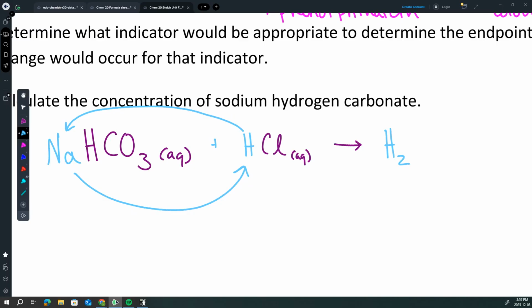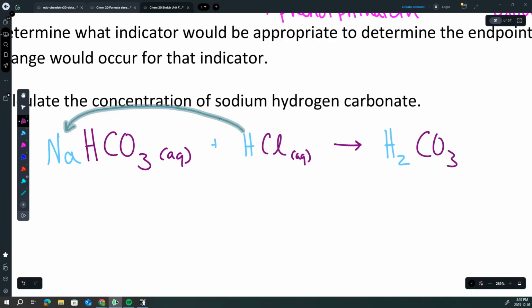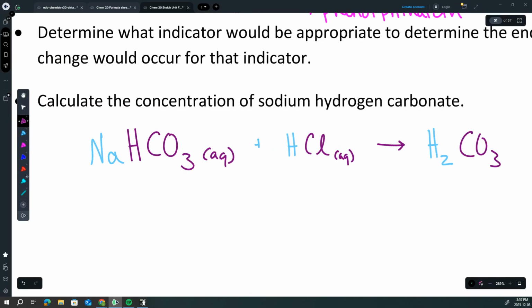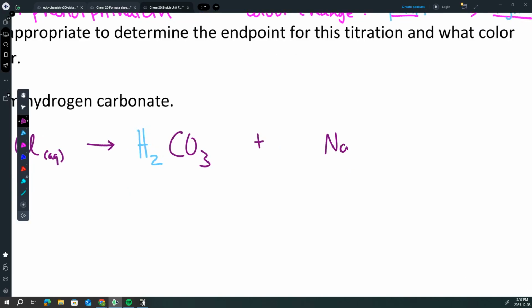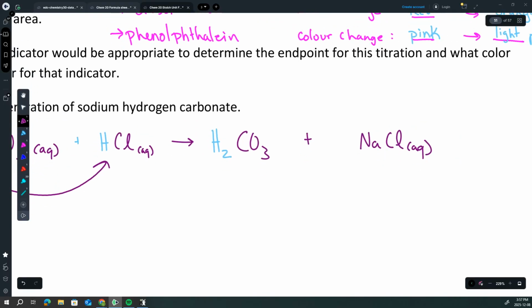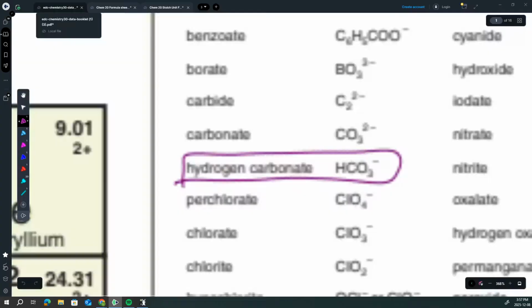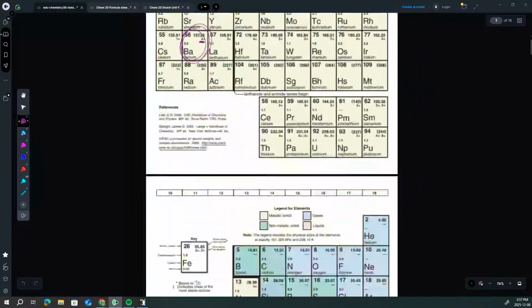H2CO3. So one of these H's is this hydrogen right there. Okay, and then for our last product here, this is sodium going to live with chloride, so that's sodium chloride. And I know that is soluble in water because that's just table salt. Okay, but if you wanted to, you could look it up in your solubility table.